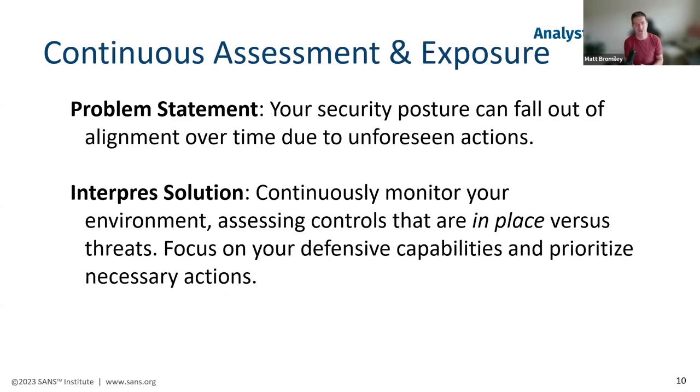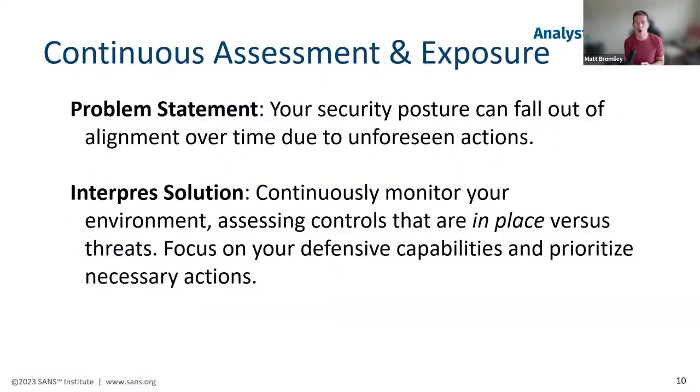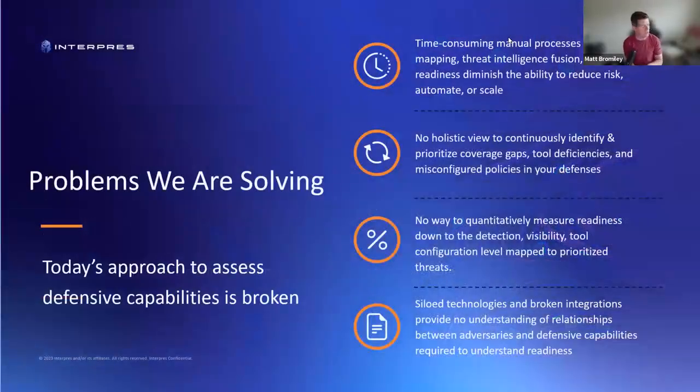I absolutely love this feature and capability. The second one I'm going to call out, as I mentioned in my little intro, is that your security posture can fall out of alignment due to unforeseen actions. This is where Interpres really comes through and continuously monitors the environment, continuously assessing the controls that are in place versus those threats that it told you about. And by focusing on those defensive capabilities, it helps prioritize your team and say, here's what you need to focus on next, here's where we're going to find the most action, here's what to look out for. So with that said, Mike, I'm going to hand it over to you and let you take us through a little bit more, and maybe we'll hear a better take on how Interpres does what it does.